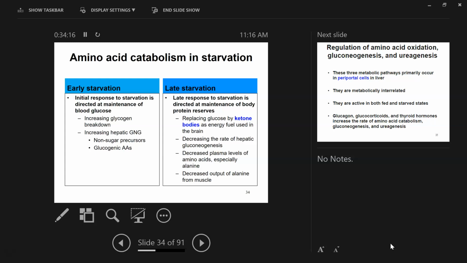So amino acid metabolism in starvation depends on the stage of the starvation, whether it's the early stage or the later stage, right? So amino acids can be metabolized differently. During early starvation, the main purpose of amino acid metabolism is to maintain blood glucose level, right? So we use a lot of amino acids for gluconeogenesis to raise the blood glucose level during the early stage of starvation. And of course, in addition to breaking down glycogen, we also need to break down protein to synthesize glucose from amino acids.